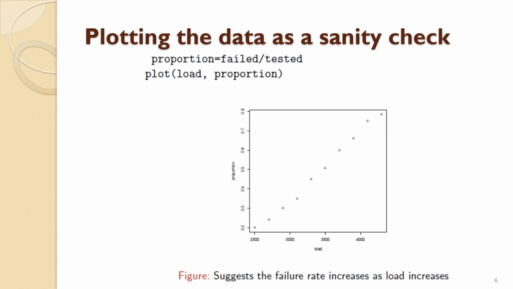So what we've done here is calculate the proportion of failed items. So that's where you've got the first line from. Proportion is the number of failures divided by the number of items tested, and then the second line you're plotting the load against the proportion. The result is shown in the graph on the slide, and what you've got there is very clear evidence that the failure rate increases as the load increases.